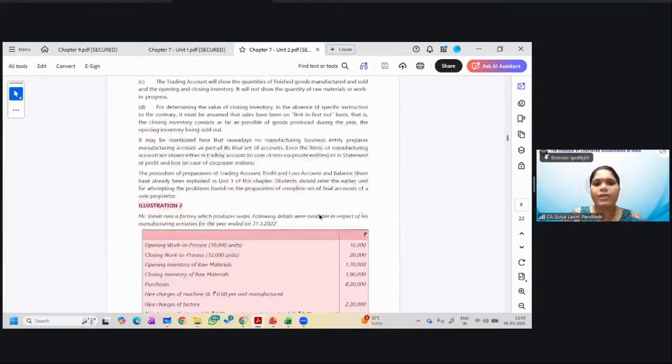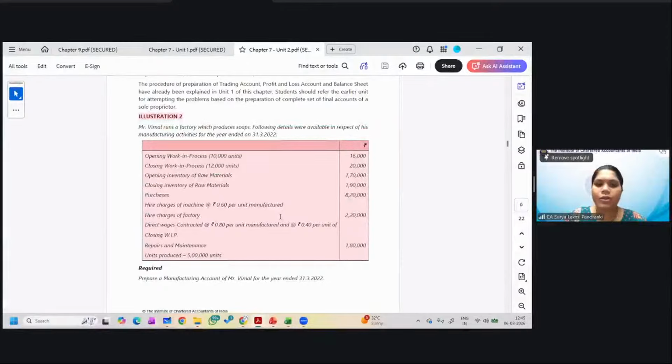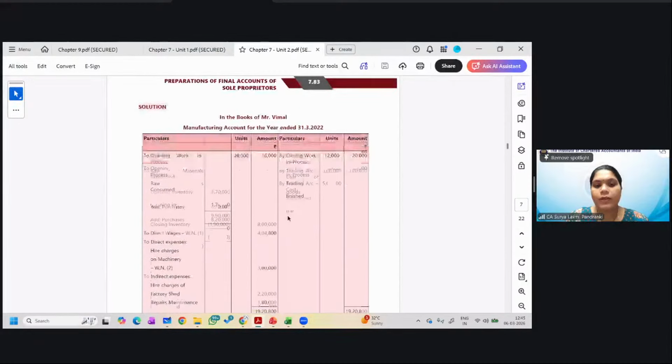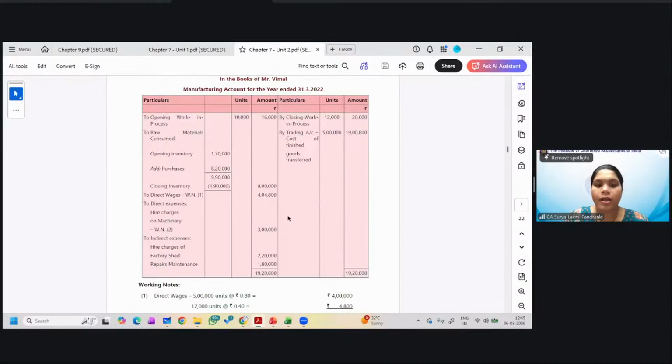So there's one more question in this chapter, which is also a similar kind of question. Opening WIP, closing WIP are given. Opening raw material and closing raw materials are given. There are a few expenses also given. I want you all to try this question. This is a very simple question. You don't have to do all the 4 accounts. That's why I did that question and wanted you to do this one. But you just have to create a manufacturing account. Okay, try this question.